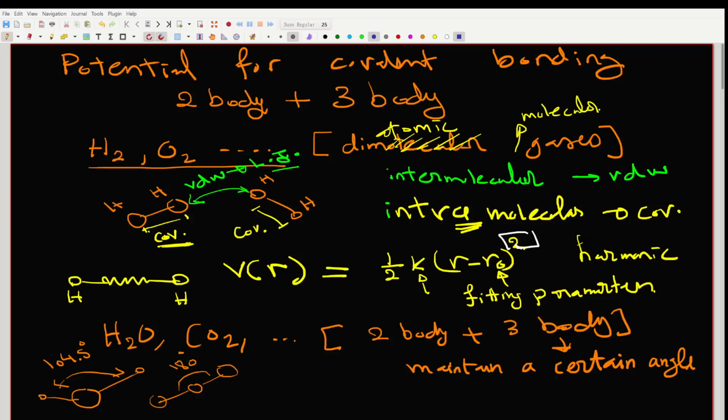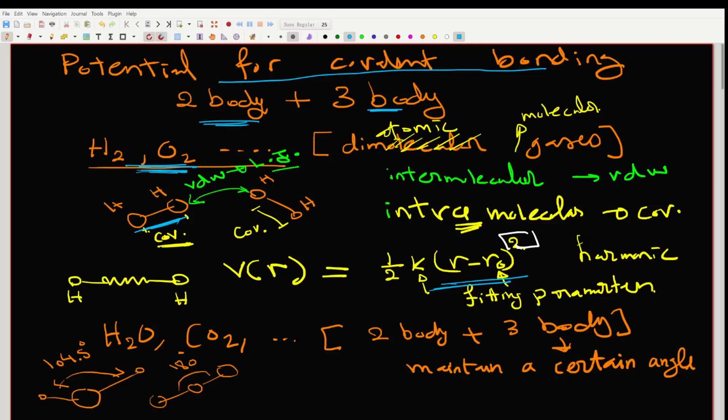Typically for covalent materials, especially if you have more than two atoms per entity, the entity could be a molecule or a crystal, right? If you have more than two atoms, then you have a two-body term and a three-body term. If you only have two-body entities like diatomic molecules, like the hydrogen molecule, there is only something that represents the covalent bond inside each molecule, but there is no three-body term, right? And the simplest of which is the harmonic potential we discussed here.